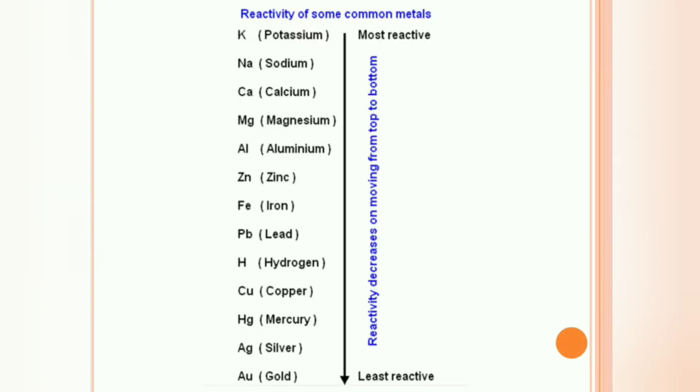Here potassium is the most reactive metal because it is placed at the top. And then sodium is less reactive than potassium, calcium is still less reactive than potassium, and so on. And here gold is the least reactive metal because it is placed at the bottom of the list. Now let us check some examples.